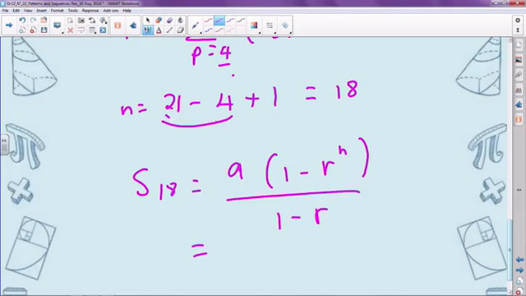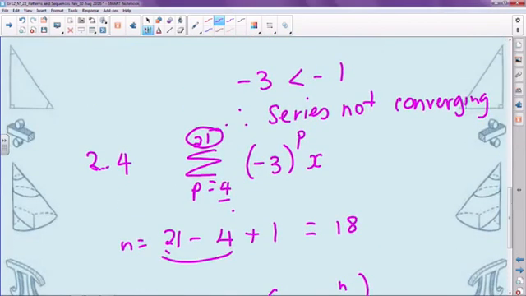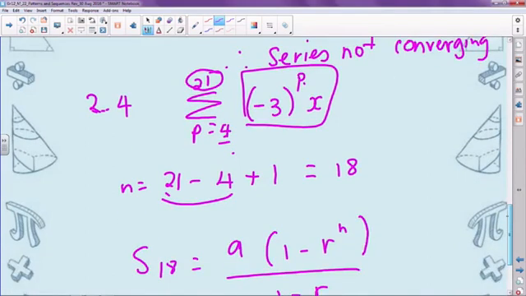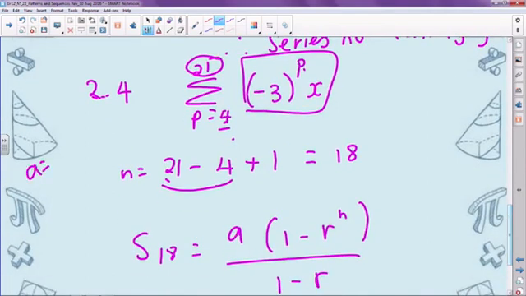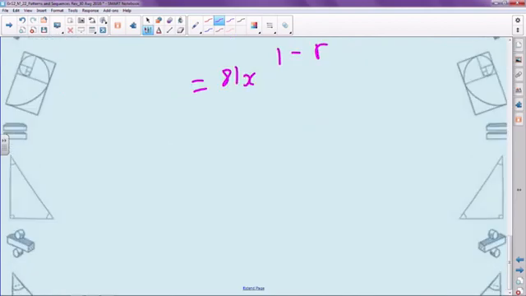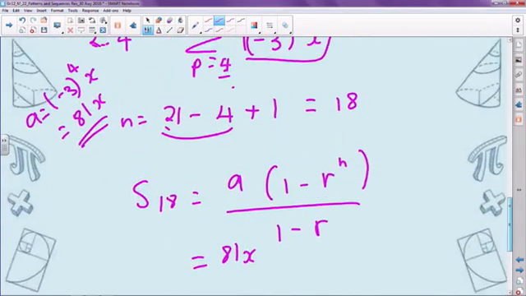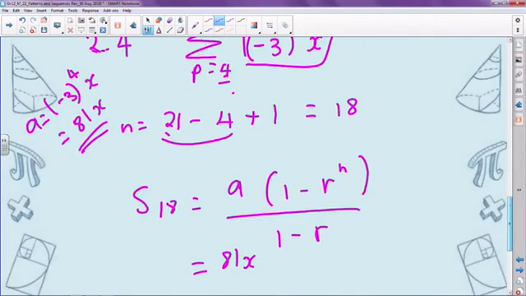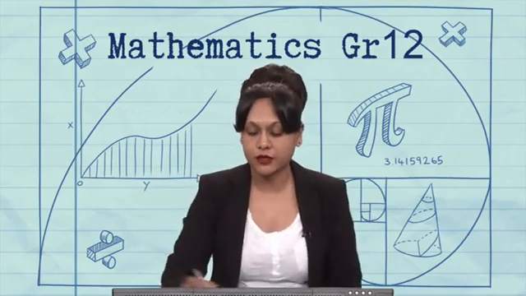Now, to work out the value of a in that series, we're going to replace p with 4, and we're going to get that this new a will be minus 3 to the power of 4x. So that's going to be 81x. So the value of a is 81x. The value of r is actually going to stay the same, because with these new terms, each time you'll be cancelling the x out. So your ratio is still going to be minus 3.